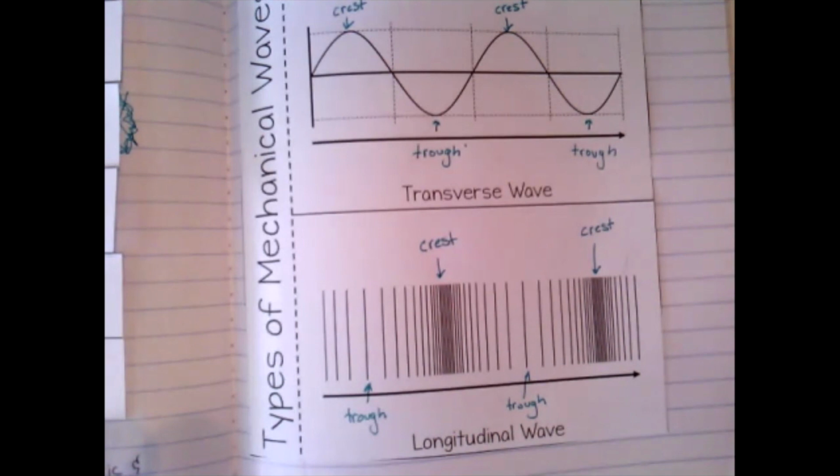Yes. Nathan, the crest is the top and the closest together. The bottom is the trough or the furthest apart.